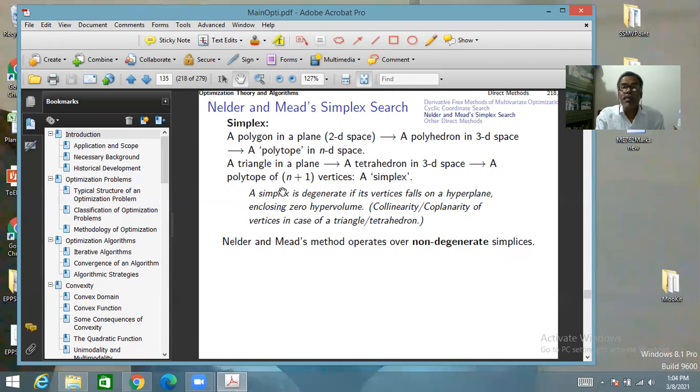Now, you say a simplex degenerates if all the vertices fall in a hyperplane. Okay, like for a tetrahedron, if all the 4 vertices are in a plane, then its volume will be 0. For a triangle, if you give all the 3 vertices which are collinear, then the area will be 0. So these are situations of degeneracy. Okay, so in the simplex search method, you operate with simplices which are non-degenerate.